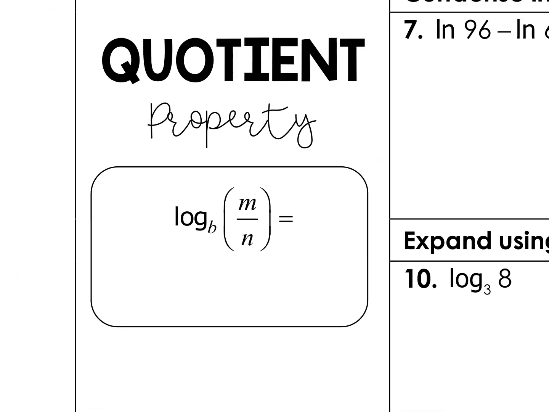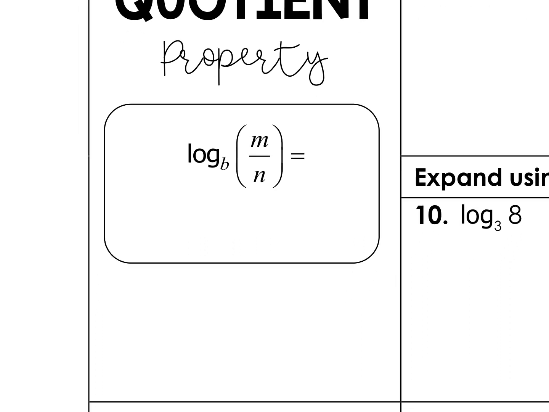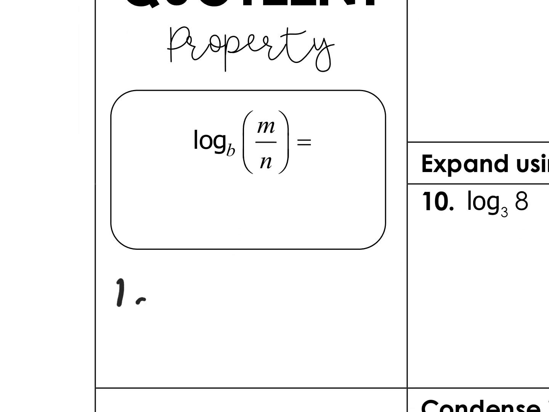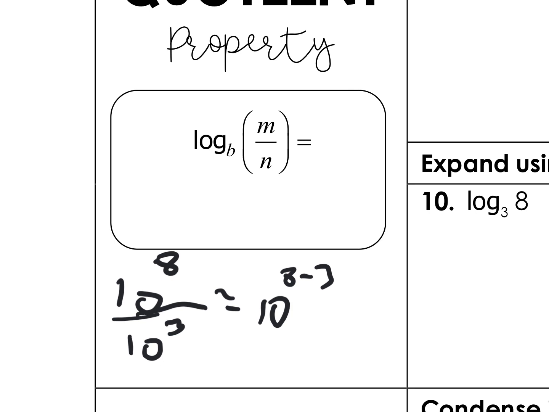Quotient property. What's the rule? I'm just going to do it in reverse. What if I was doing 10 to the 8th divided by 10 to the 3rd? What's that rule about exponents now? Is she the only one that knows her algebra 2? What do you do with those? You want to keep it at 10? You subtract. You do the 8 minus 3. That turns into 10 to the 5. So interesting thing. When you're dividing like bases, you subtract exponents.